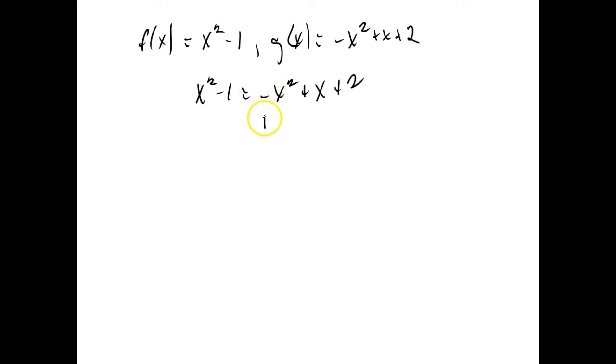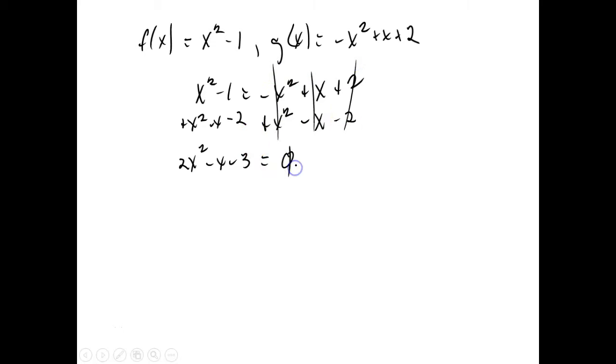Okay? So let's add x squared to both sides. That gives you a plus x squared. And subtract the x from both sides. And subtract 2 from both sides. And what do you have on the left? 2x squared minus x minus 3 is equal to 0. That's what we want. Is this not the same one we had before? No. It was close, but not quite.